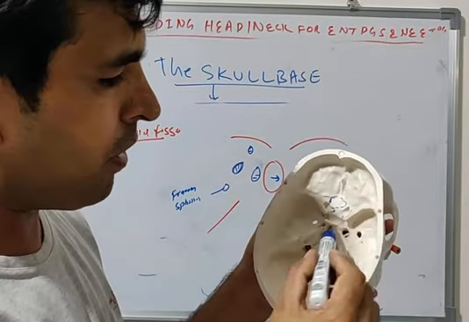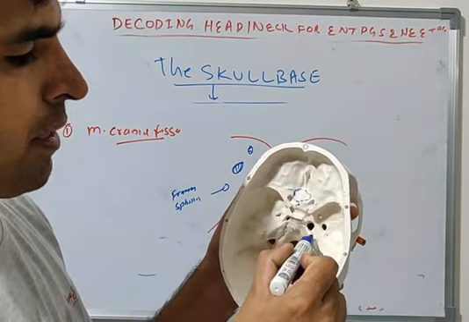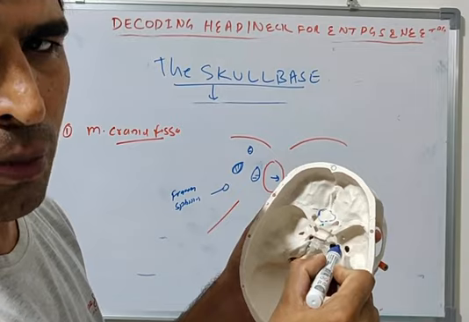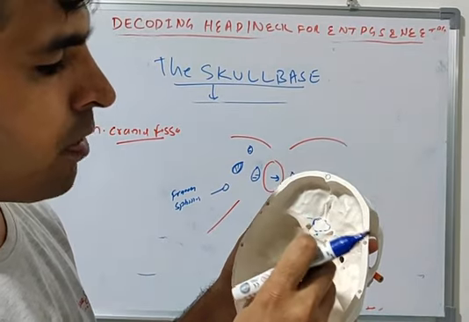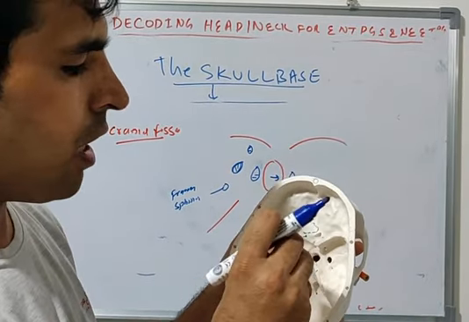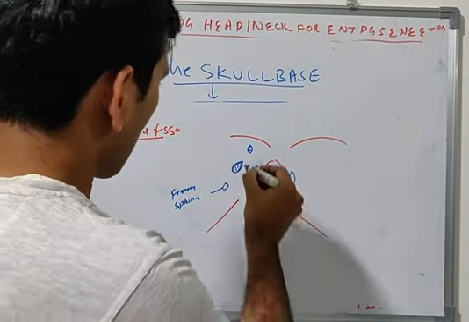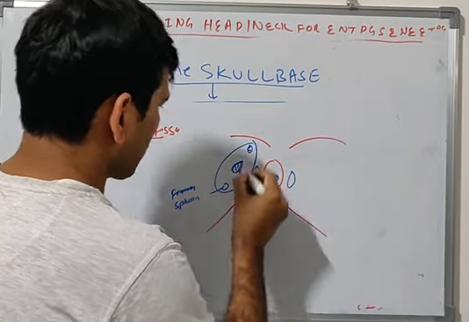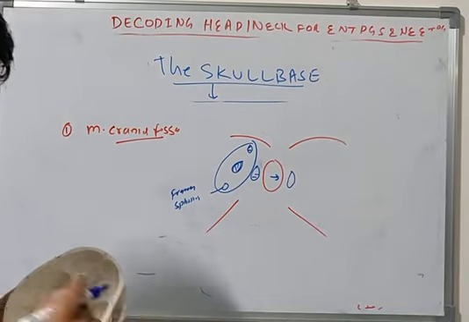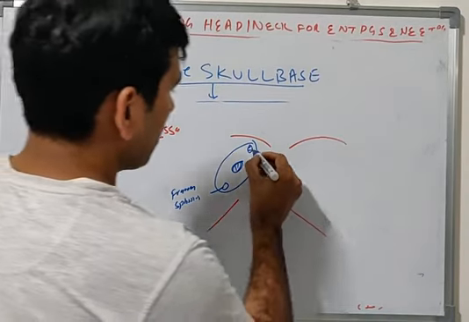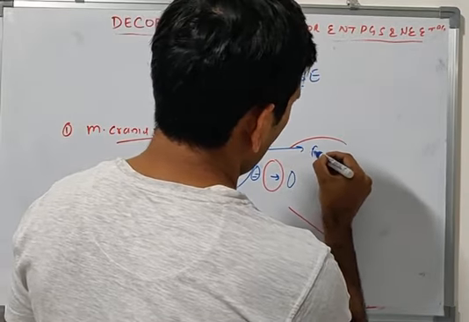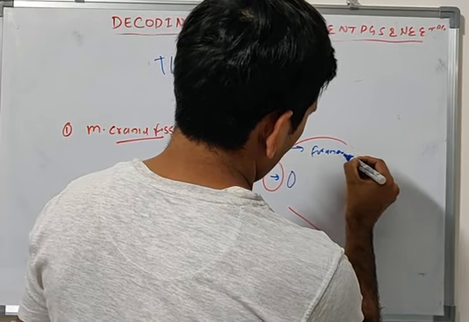It is a gap between the body of sphenoid, petrous temporal bone, and greater wing of the sphenoid. It is a gap, it's not going through any bone. But these foramen are part of the greater wing of sphenoid, and the structures passing through them. If you see, this is the foramen rotundum.